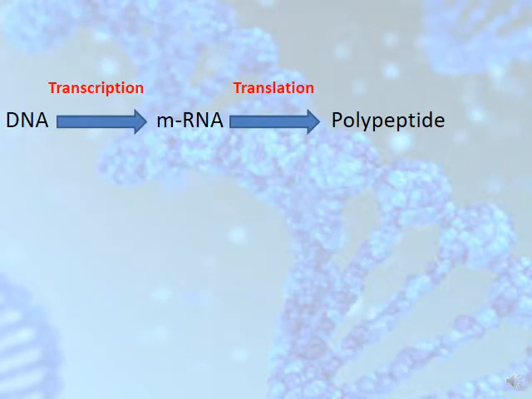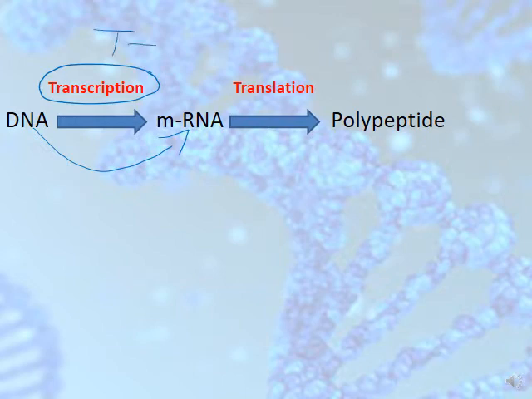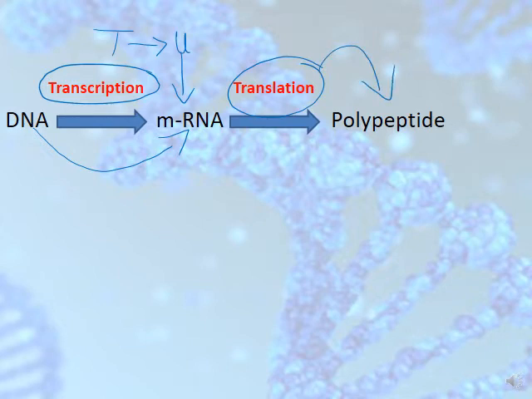DNA, by the process of transcription, we can move from DNA into the mRNA. Here in the nucleotides, we have something special. There is no more T. T is going to be substituted by U in the mRNA. And by the process of translation, we have the polypeptide, which is a chain of amino acids.